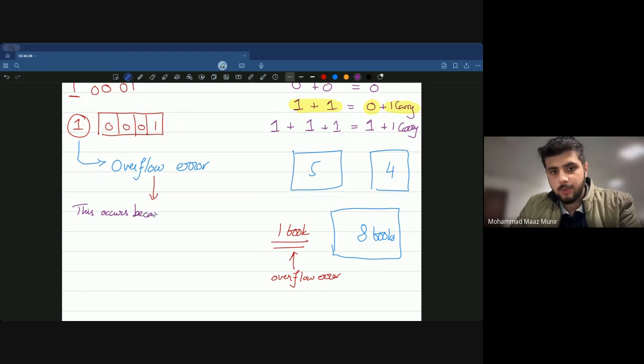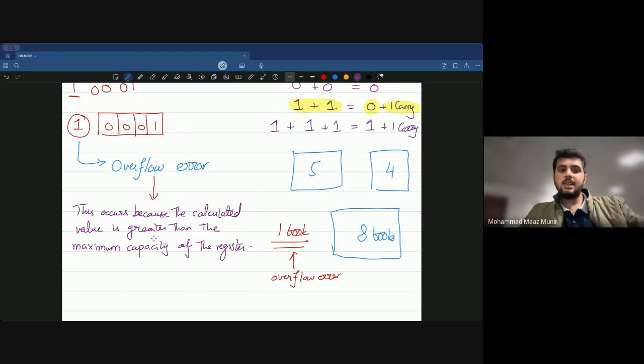This occurs because the calculated value is greater than the maximum capacity of the register.